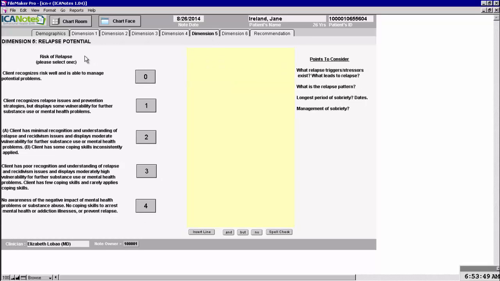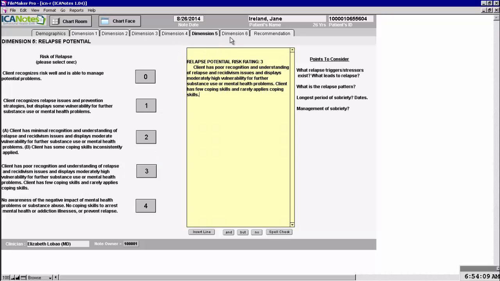Under Dimension 5, risk of relapse. Patient's already relapsed once. Let's go down here. Patient has poor recognition and understanding of relapse and recidivism issues and displays moderately high vulnerability to further substance abuse or mental health problems, etc. That sounds like a good choice for this patient.